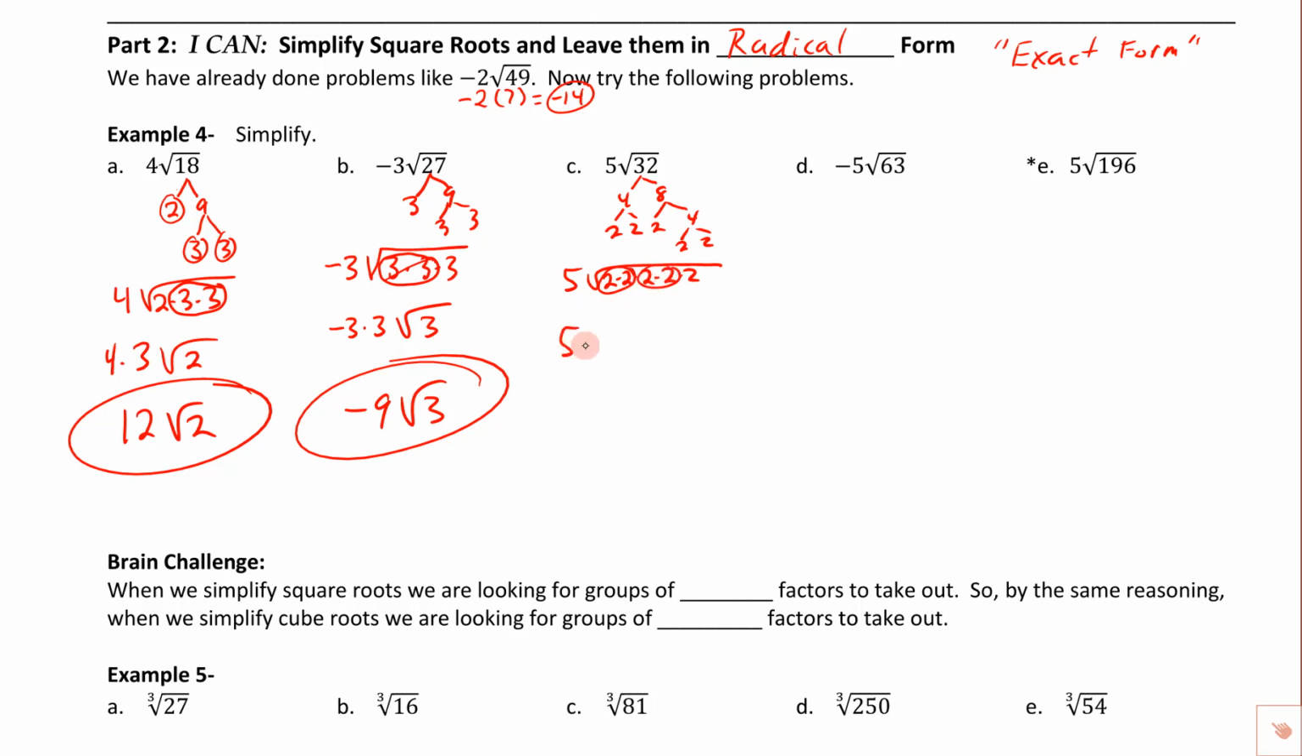So we end up with a 5, 1 2 represented outside for that group, another 2 represented outside for that group, and then we've got a 2 stuck underneath because there were 5 2's, not 6. There's nothing else to pair that up with. So when we multiply these together, this is 5 times, this would be 2 times 2 is 4, so 5 times 4 is 20, so we have 20 radical 2, and that's the answer.